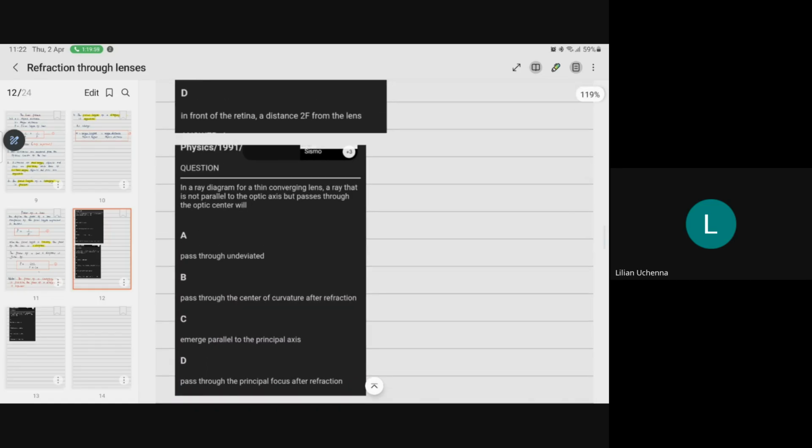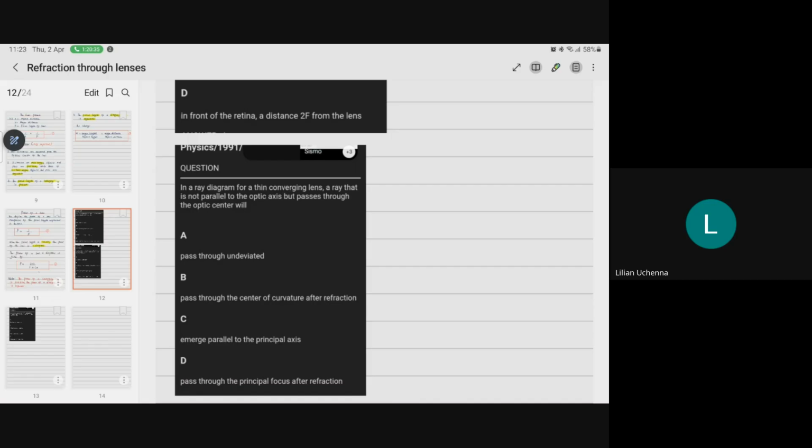So now, a ray of light for a thin converging lens. In a ray diagram for a thin converging lens, a ray that is not parallel to the optic axis, but passes through the optical center. When they're talking about optical axis, they're talking about the principal axis. What will it do? They say A, pass through undeviated. B, are we together now? B says pass through the center.